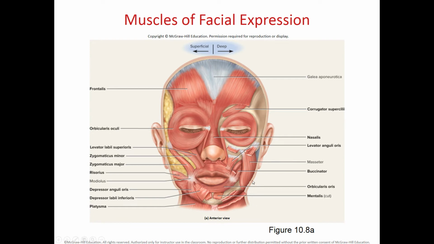Okay, masseter. Masseter is a muscle of mastication. This masseter is not part of the muscles for facial expression. This muscle is used for chewing, and it is innervated by cranial nerve number 5, the mandibular nerve, the mandibular branch, V3, of the trigeminal nerve, the nerve that helps us to innervate the muscles of mastication.